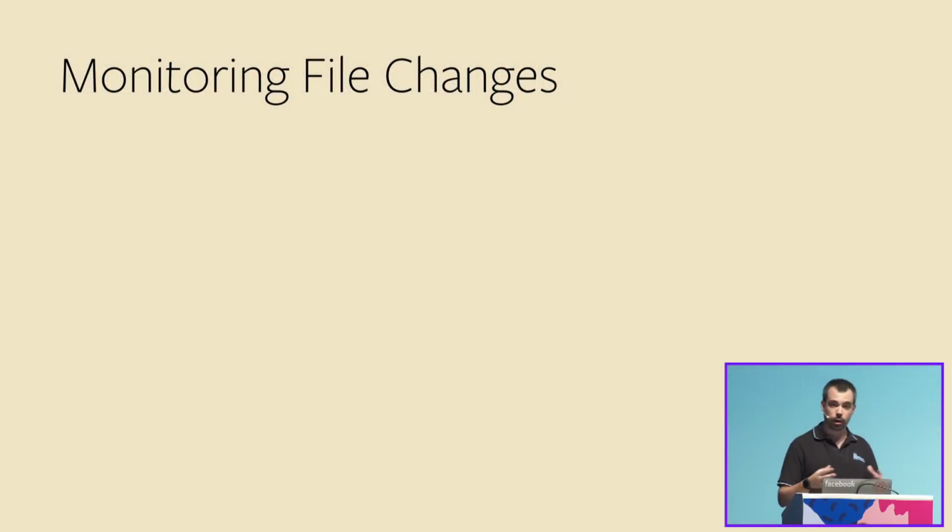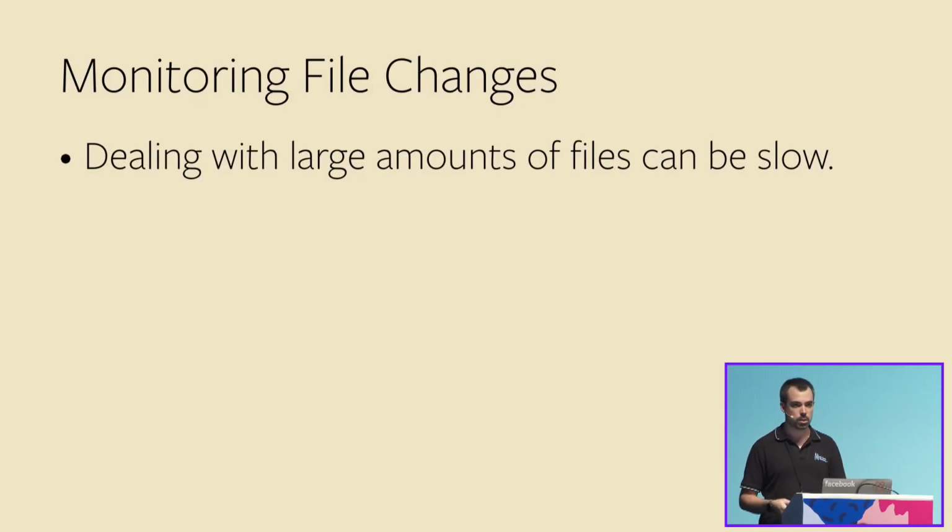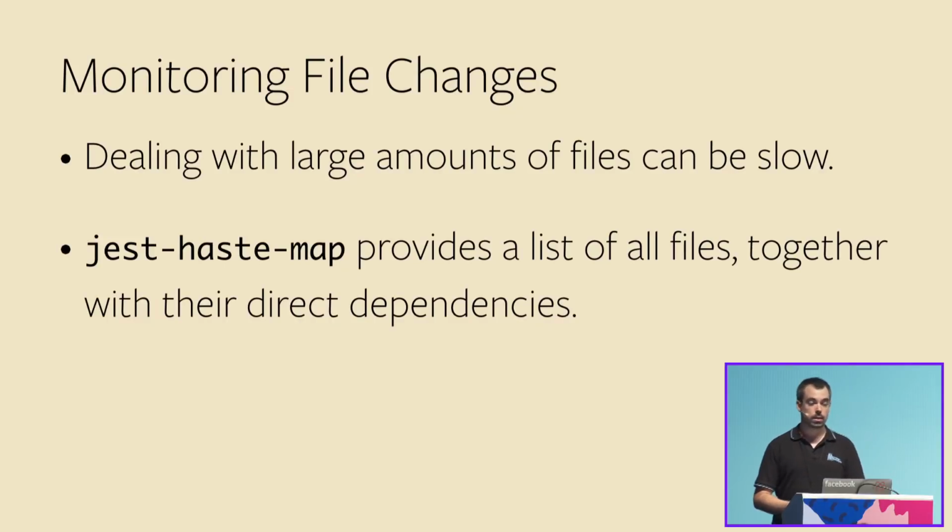As we said, we have quite a large code base at Facebook, and dealing with such an amount of files can be slow. Imagine that every single time you change a file, you need to retraverse your whole dependency graph. If we're talking about big code bases, this can take quite a lot of time. So the way it works inside Metro is by using a module from a friend project, which is Jest.